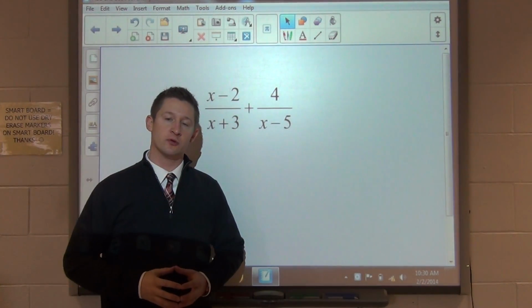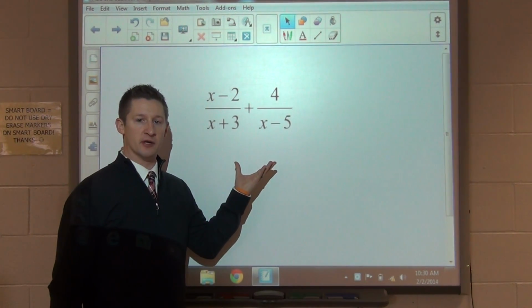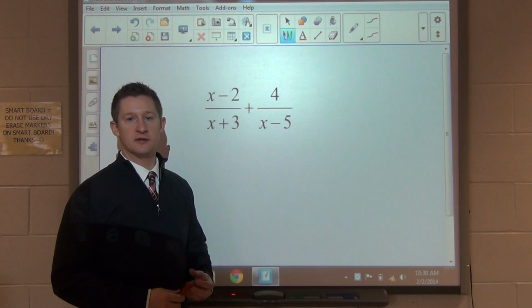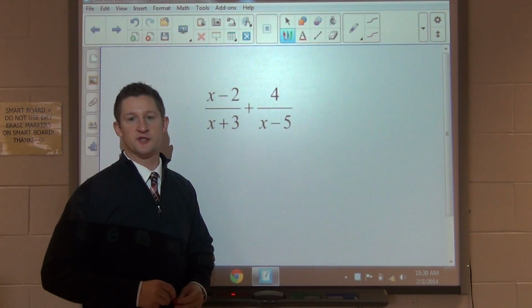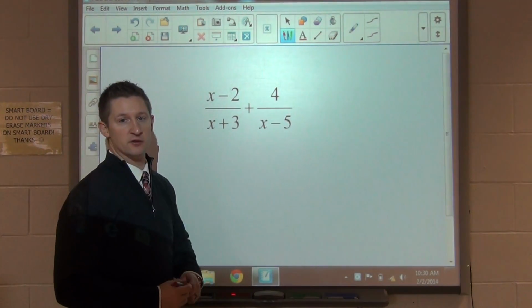For our next example, we are asked to add two rational expressions that have different denominators. Now, if this is the case, in order to add them together, I have to find a least common denominator. Well, least common denominator would be the least common multiple of the two denominators.